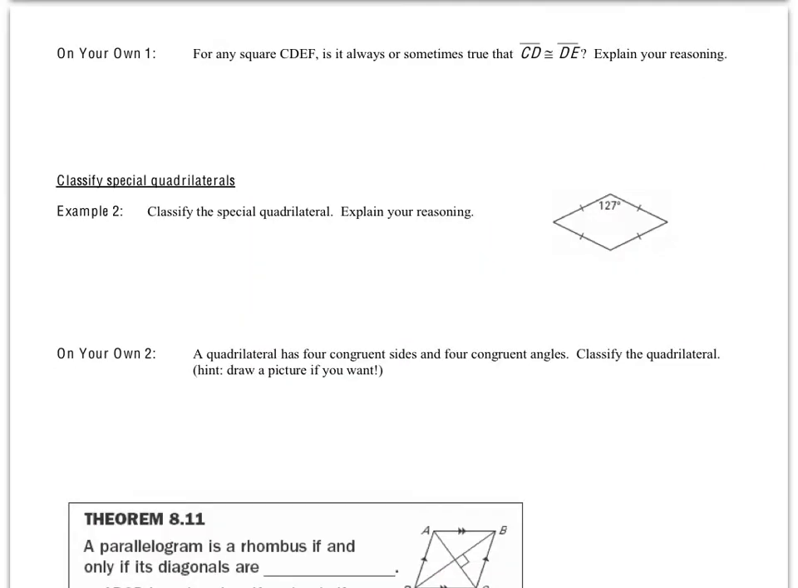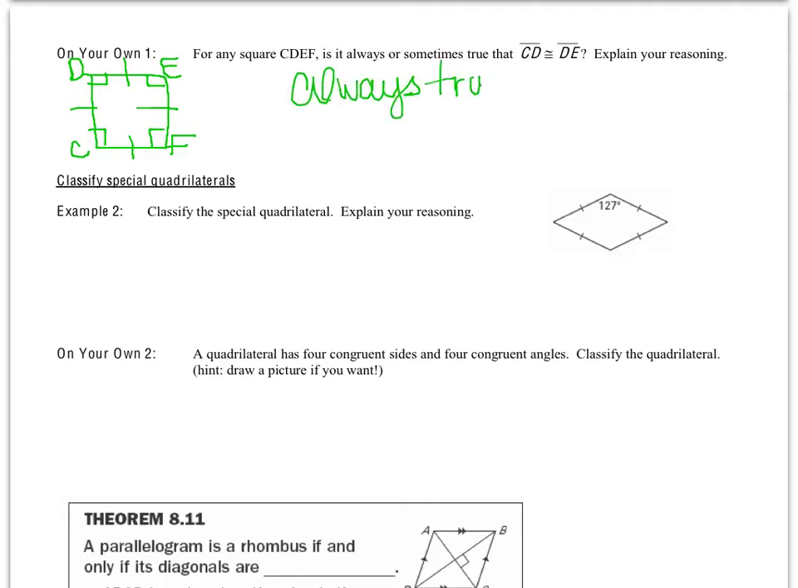It says for any square CDEF, it's always or sometimes true that segment CD is congruent to segment DE. Explain your reasoning. So I'm going to draw a square, CDEF. Being a square, I know that all sides are congruent, and all angles are also congruent. They're all 90 degrees. So it says CD is congruent to DE. Well, by definition of a square, all my sides are congruent. So this is always true by definition of a square.